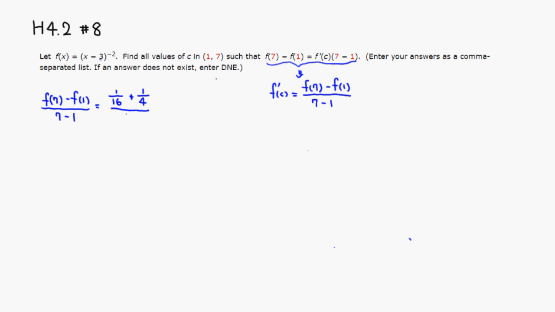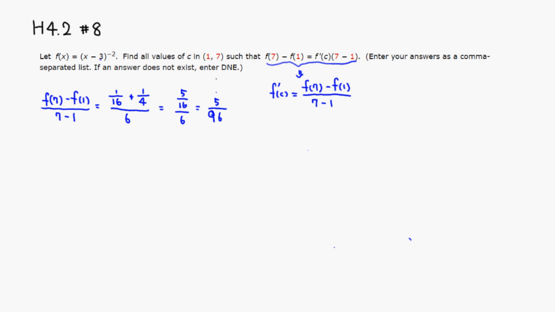And divided by 7 minus 1, which is 6. What's that? Let's see. 1/4 is 4 over 16, so it's going to be 5 over 16 divided by 6. So I just have to multiply the denominator by 6 here. 6 times 6 is 36, and 1 times 6 is 6, plus 3 is 9, so 96. Alright, so 5 over 96 is the value we need to get.